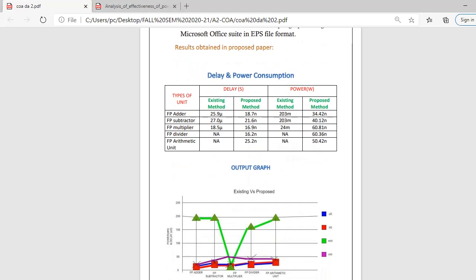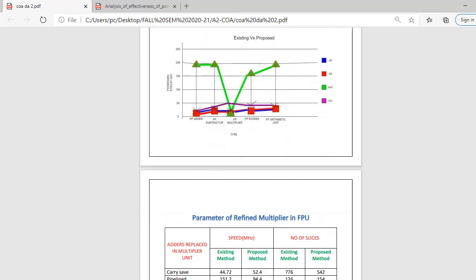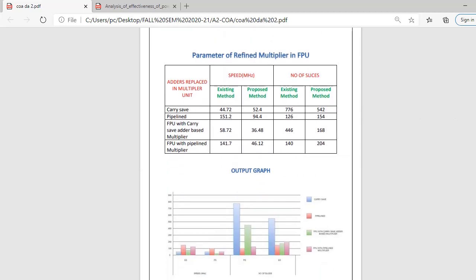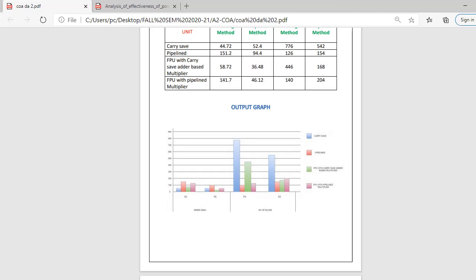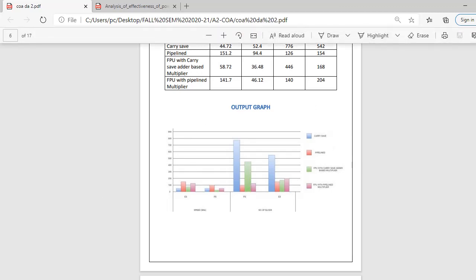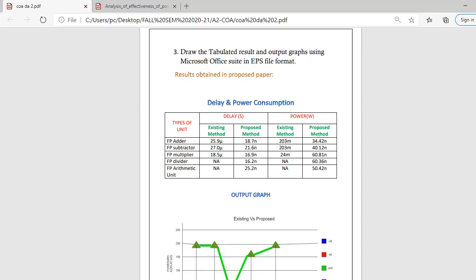Coming back to my DA, third question: draw the tabulated results and output graphs using Microsoft Office Suite. This is how I tabulated the delay and power consumption table, and the output graph is drawn using Microsoft Office Suite and also using Drawio. This is for parameter of refined multiplier tabulation, and this is the output graph for that. This is drawn in the Drawio app, and this is how I tabulated them.